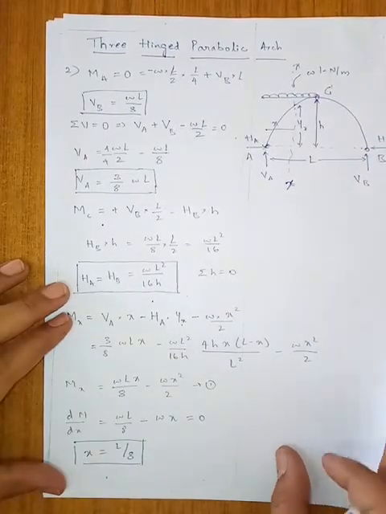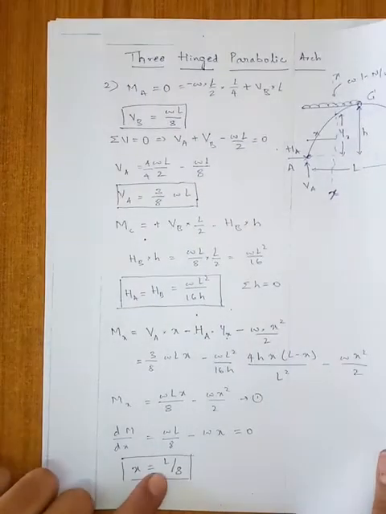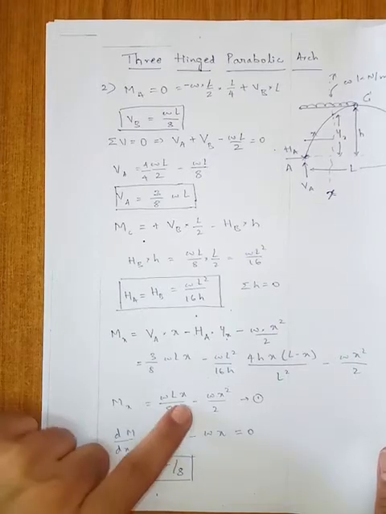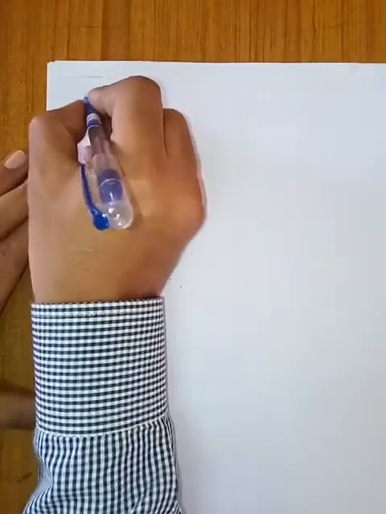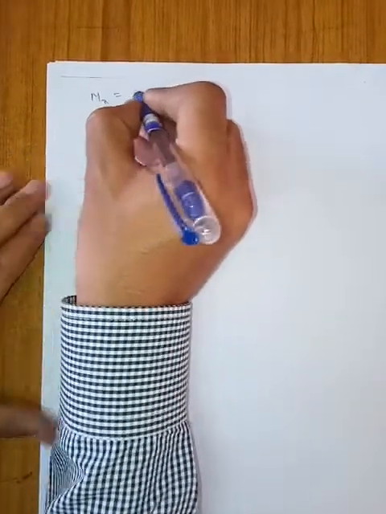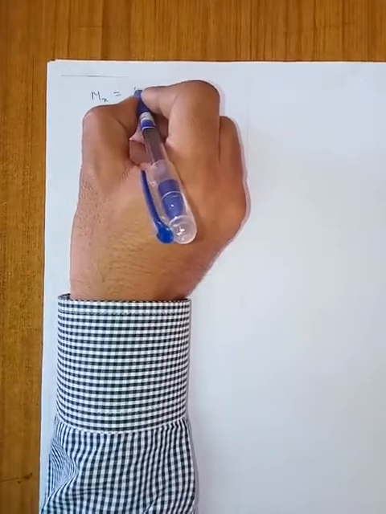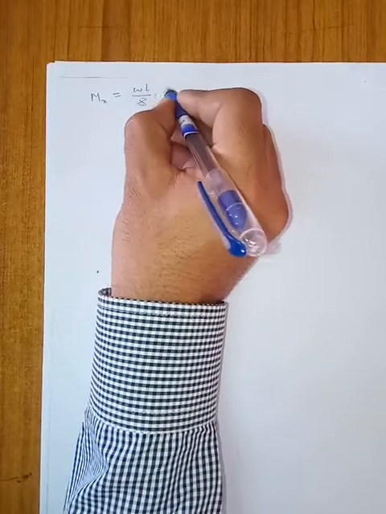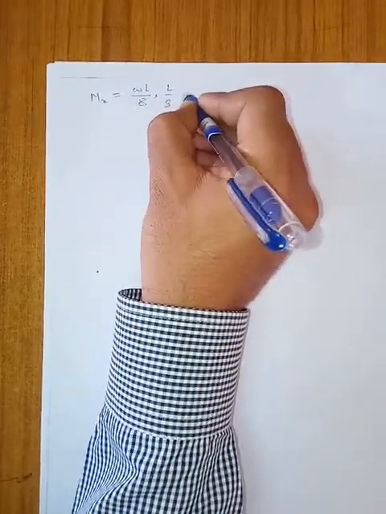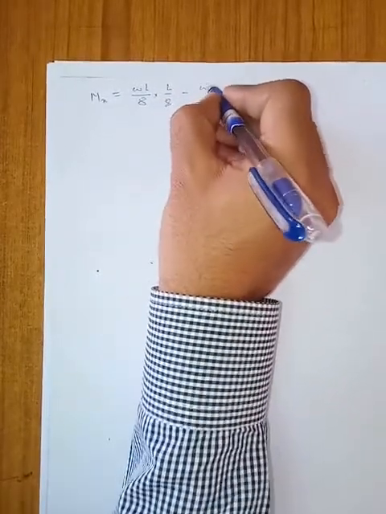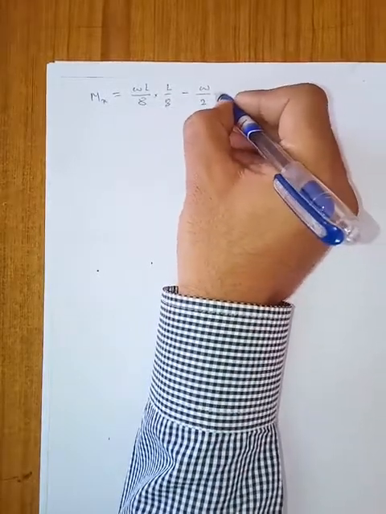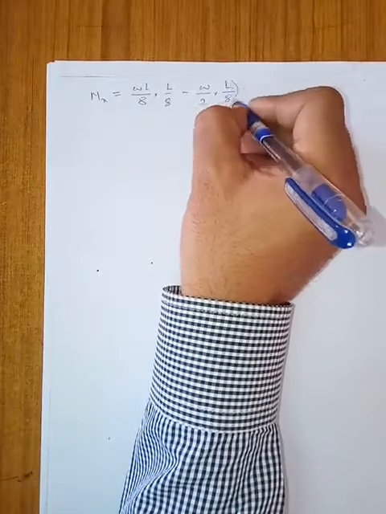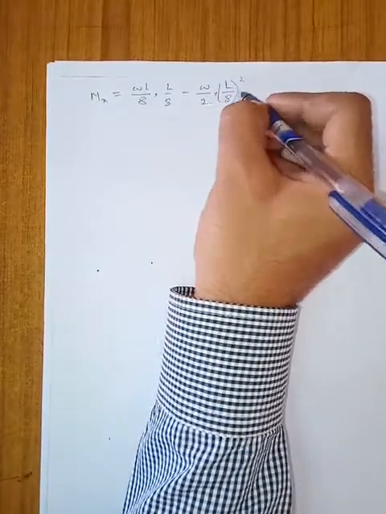Let us find out. Substitute this x is equal to L by 8 in equation 1. Let us see what happens. M of x is equal to WL upon 8 into, what is the value of x? It is L by 8, minus Wx square upon 2, that is W by 2 into x square. What is x? x is L by 8. So whole square you will get L square upon 8 square.